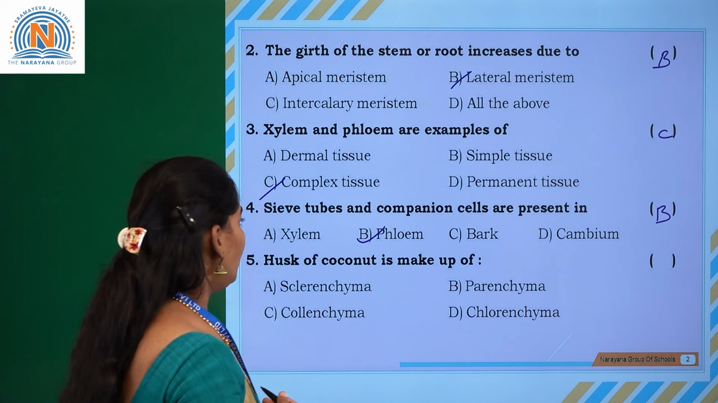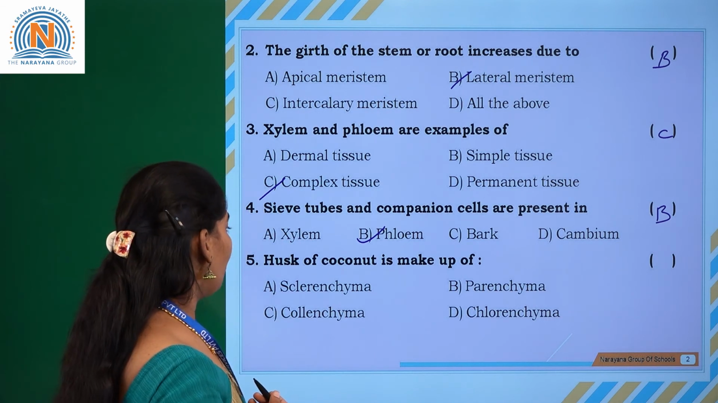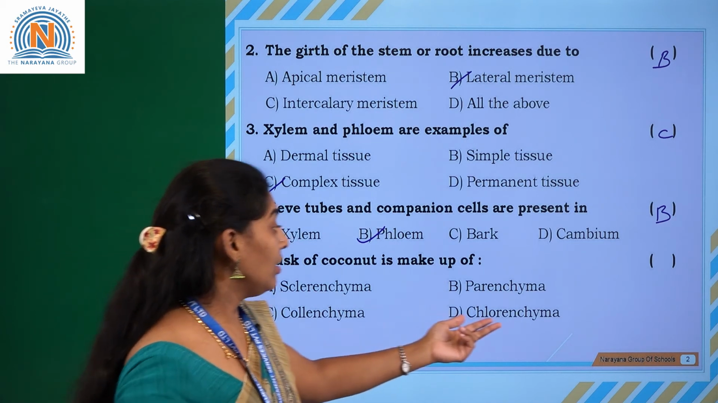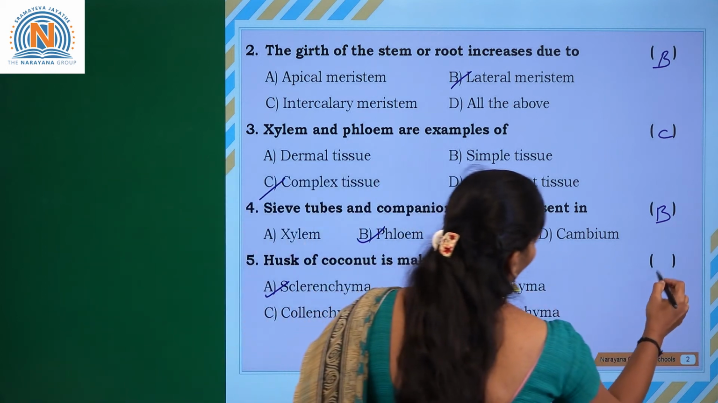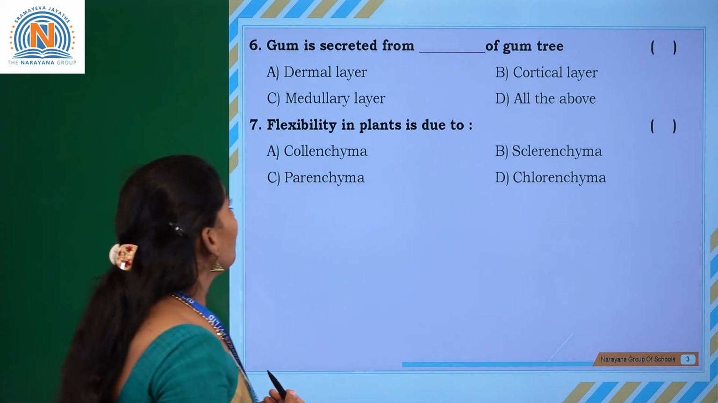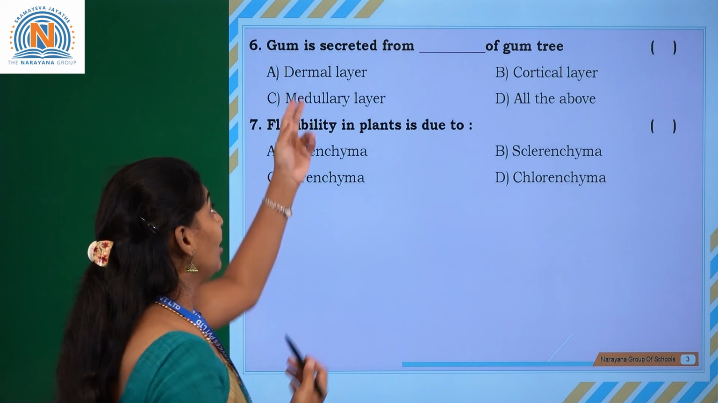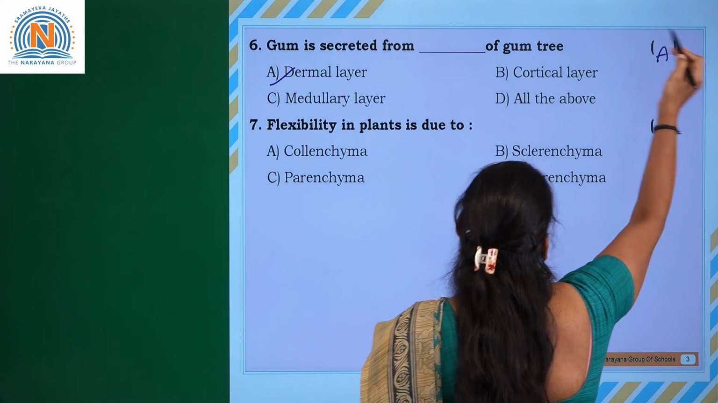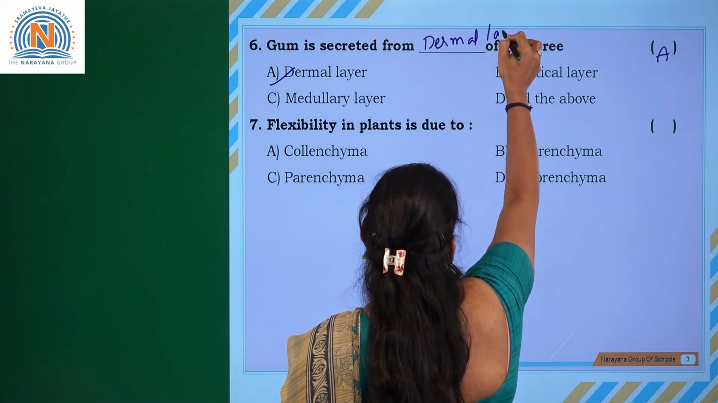Okay, so let us discuss the next question. The husk of coconut is made up of sclerenchyma, parenchyma, collenchyma or chlorenchyma. So the answer is sclerenchyma, option A. Okay, next: gum is secreted from the dash of the gum tree. So option A, and we can write down dermal layer.